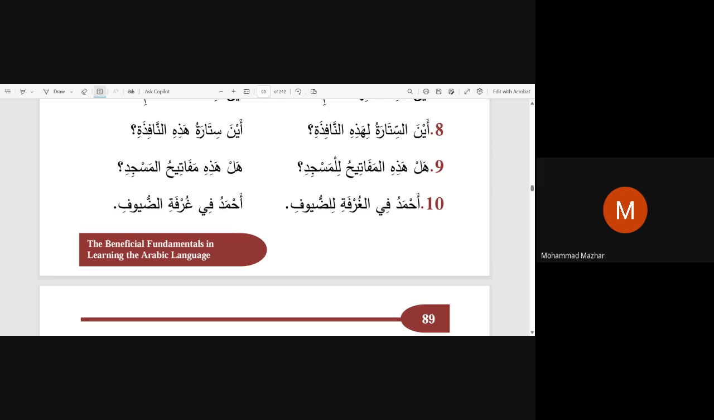Okay? Next one. Look at المفاتيح, it has ألف لام. للمسجد has لام الملك. المفاتيح للمسجد. The keys for the masjid. Let's look at the other side. هل هذه مفاتيح المسجد? It's a simpler way of saying the same thing.